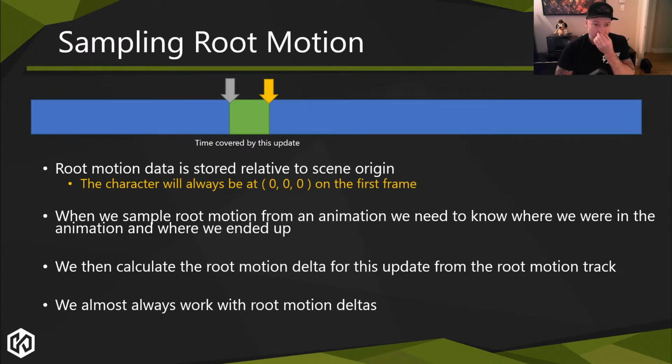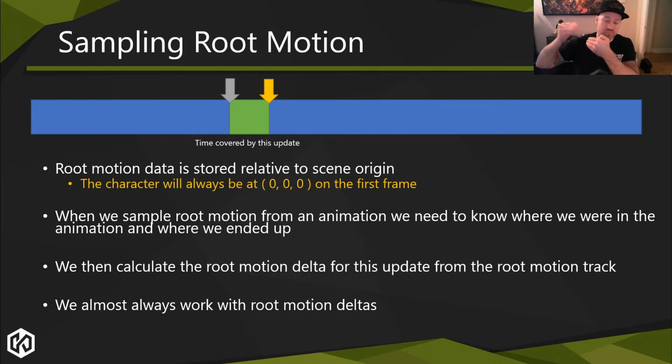So we've talked about how we sample poses. Sampling the root motion is pretty much the exact same thing. There's a time update. We know where we were. We know where we ended up in time on the animation. The only difference here is we need to take the position that we were in at the start and the position that we were at the end and calculate the delta between them. We just want to calculate how much we moved, right? And then we take how much we moved and we just move the capsule with that amount.